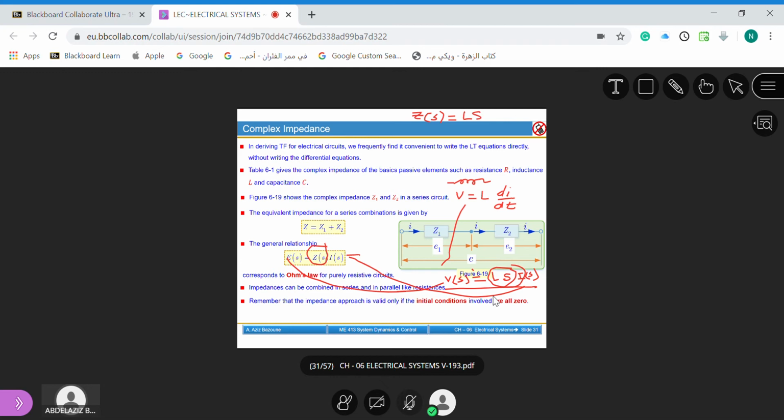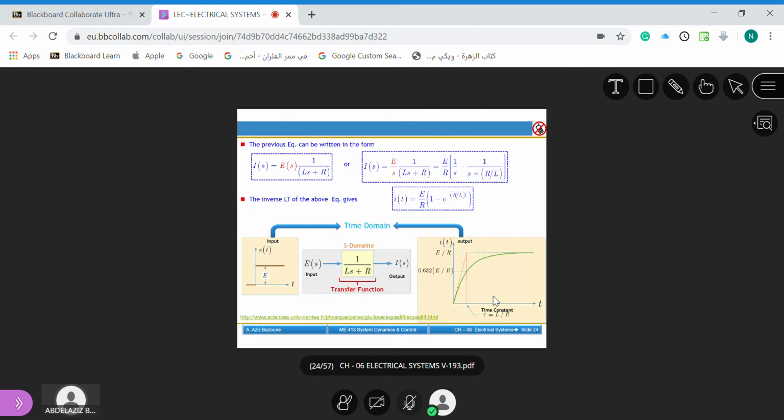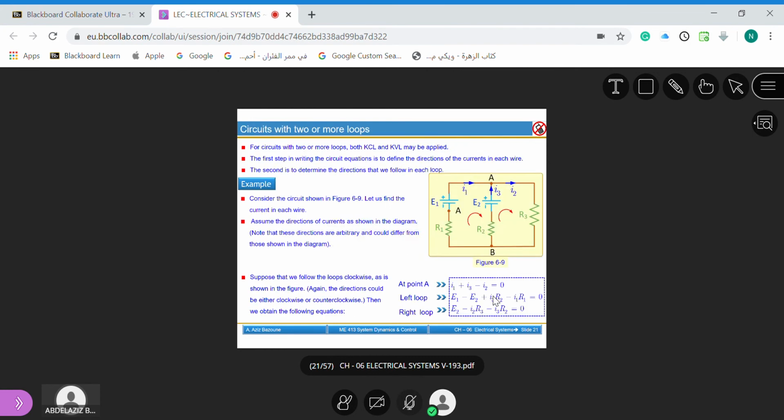And if we go back to the table that I gave you last time, we had defined the impedance like this.